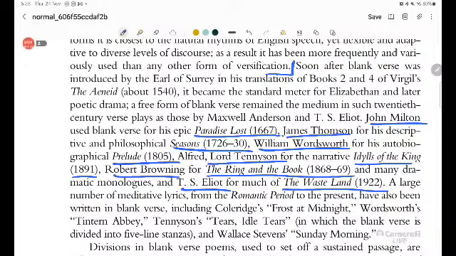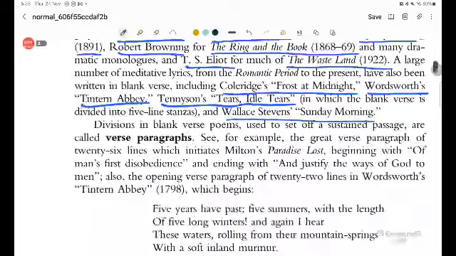A large number of meditative lyrics, from the Romantic period to the present, have also been written in blank verse, including हमारा पहला है कॉलरिज का Frost at Midnight, सेकंड है वर्ड्सवर्थ का Tintern Abbey, थर्ड है Tennyson's Tears, Idle Tears, in which the blank verse is divided into five line stanzas, and Wallace Stevens' Sunday Morning. सभी बहुत ही इंपॉर्टेंट पोएम्स है, आपको डेफिनेटली ये करना है.